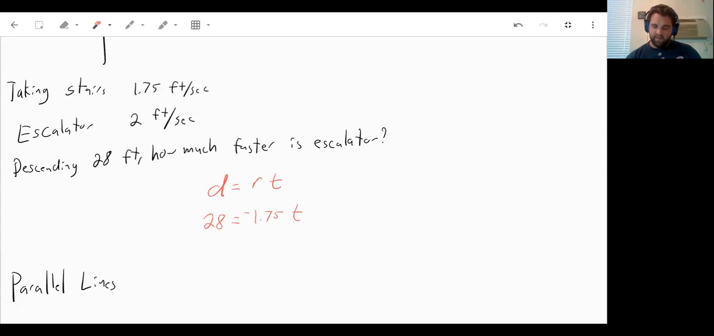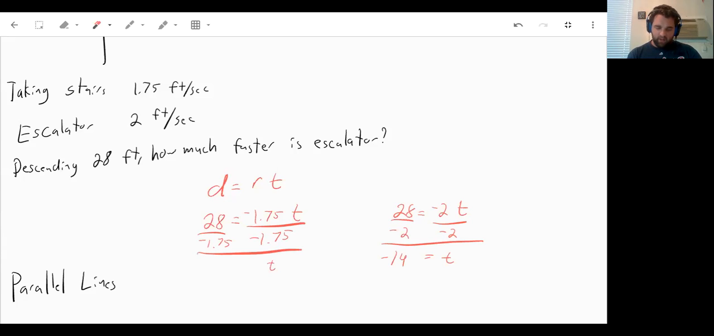And with the escalator, it's going to be 28 equals negative 2t. Well, now on both of them, we can divide by negative 1.75 or by negative 2. And t will equal negative 14 on this one, and t will equal negative 16 on this one.